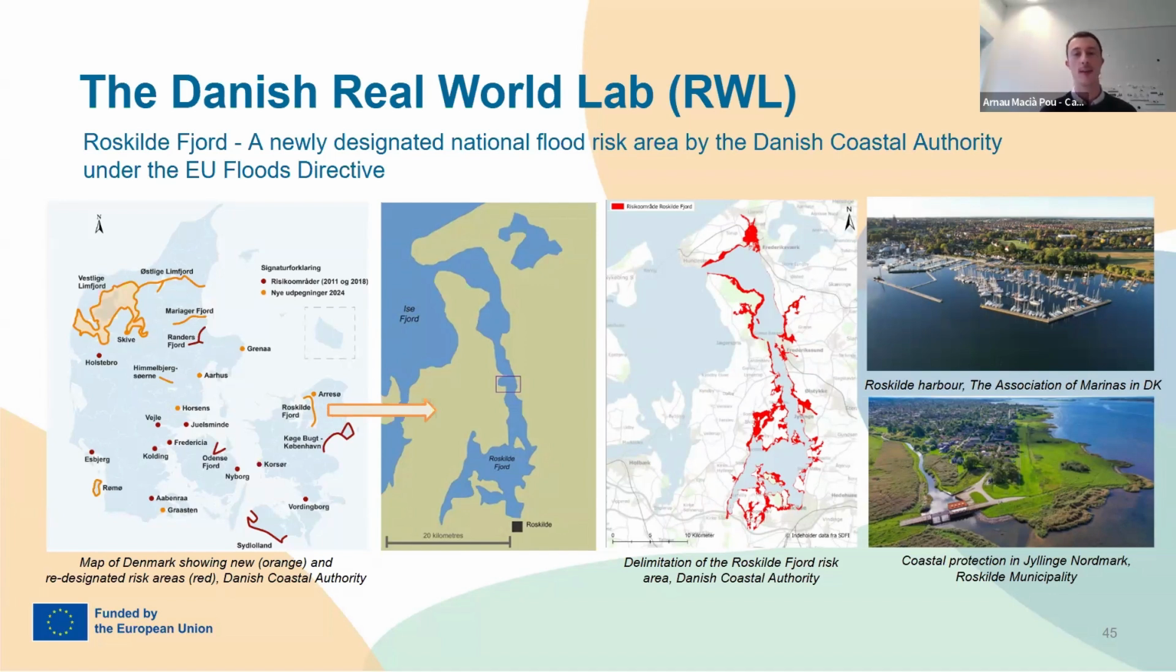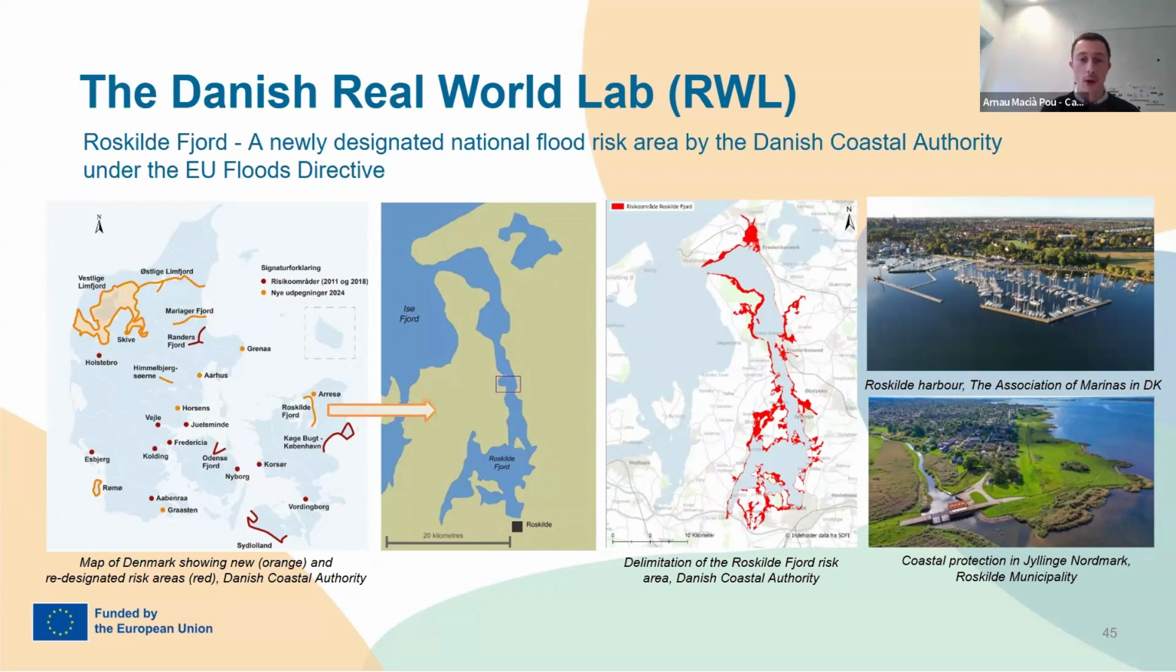To start with, the Danish Real World Lab is based in the Roskilde Fjord, which last year was designated as a national flood risk area by the Danish Coastal Authority under the EU Floods Directive. And I have some maps here to set you a little bit in context. The first map shows a map of Denmark, and we can see the Roskilde Fjord, which is located northwestern of Copenhagen, for those who are familiar with the Danish geography. But if not, if you follow the orange arrow, you will be able to see how the geography of the fjord looks like, with the city of Roskilde located in the south.